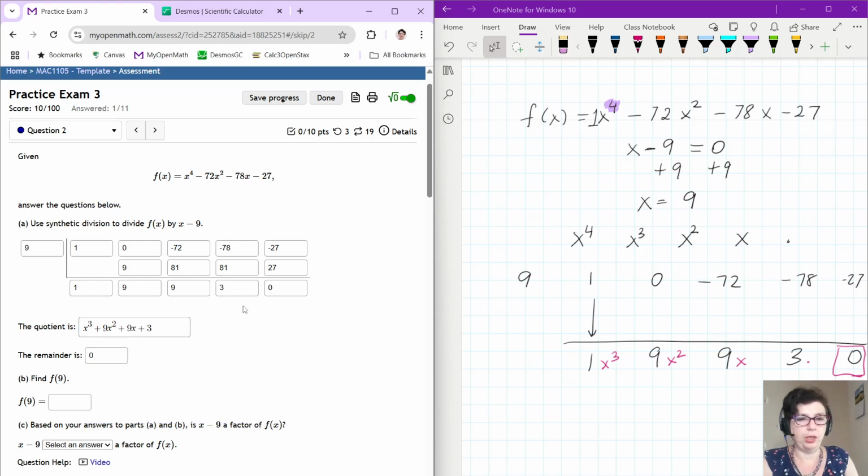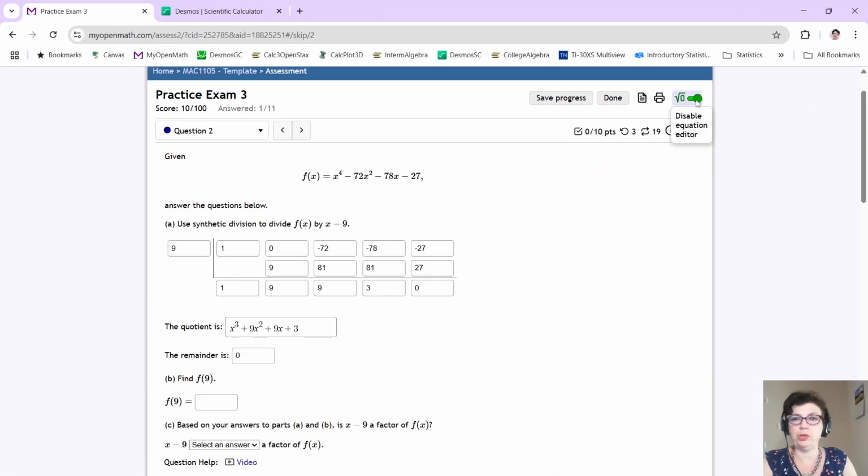That's the quotient. Now, if I want to find the value of f at 9, it turns out that should be the remainder. So the remainder is 0, so this should be 0. But I am going to check and see if that's right.